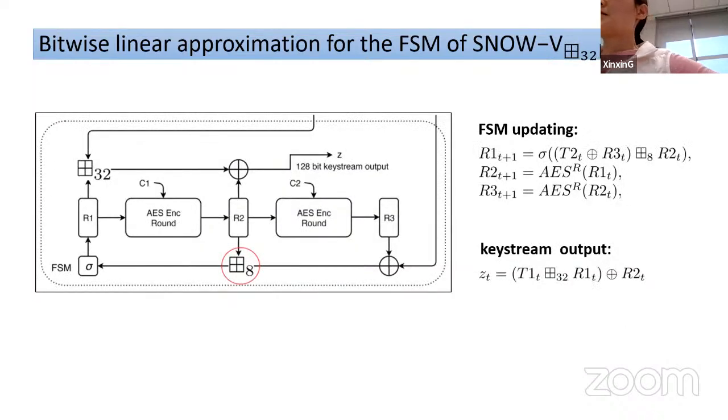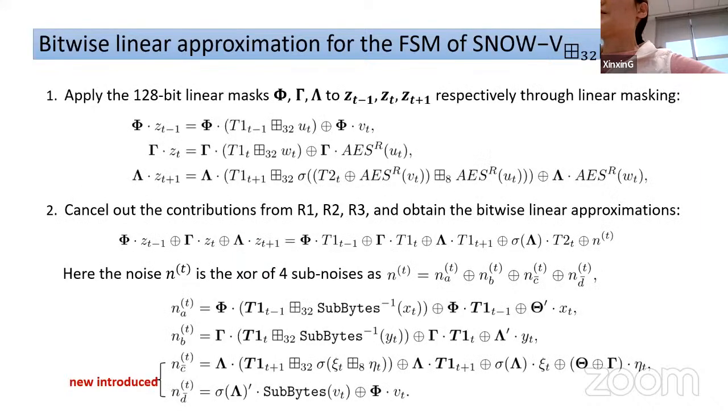Next, for a new variant of SnowB, where the permutation sigma is used as proposed, and only one 32-bit adder used for updating the R1 register is replaced by an 8-bit adder. As before, we construct the bitwise approximations and introduce 4 subnoises, among which the last 2 noises are new, where the permutation sigma is involved.